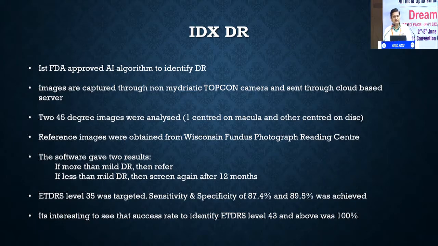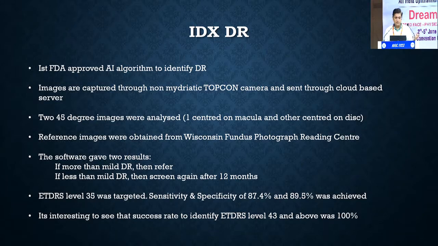Now what is this IDx-DR? Here the images were captured through a non-mydriatic Topcon camera. There were two images being fed into the system. First was optic disc centered, another was macula centered. The reference images IDx was getting were through the Wisconsin institute, and it gave two results, either more than mild DR or less than mild DR. Simple. If it is more than mild DR, it gave a command to refer. If it was less than mild DR, it gave a command to screen again after 12 months.